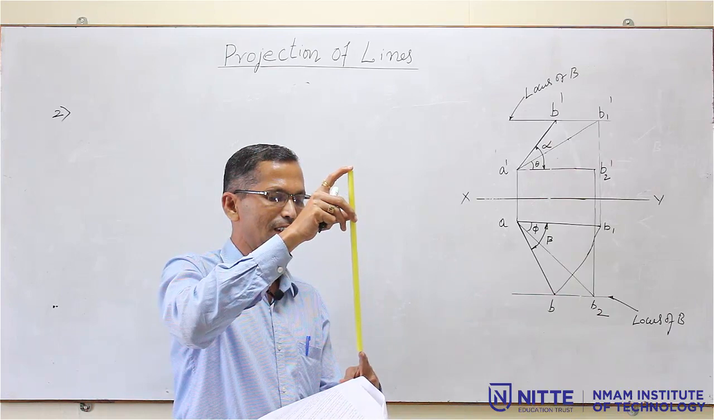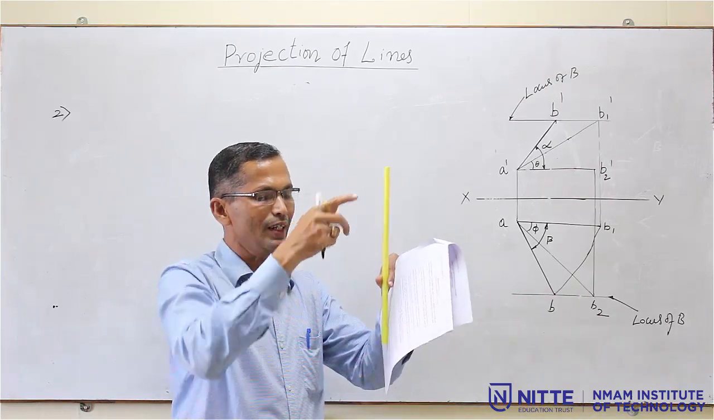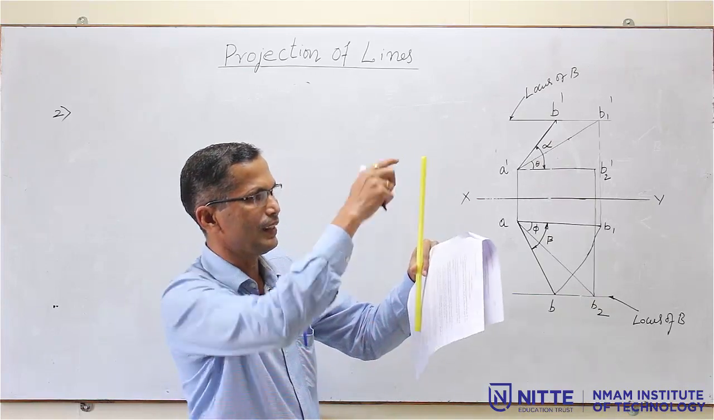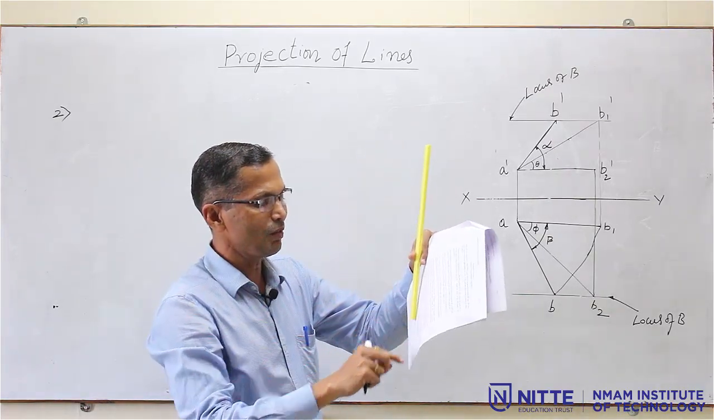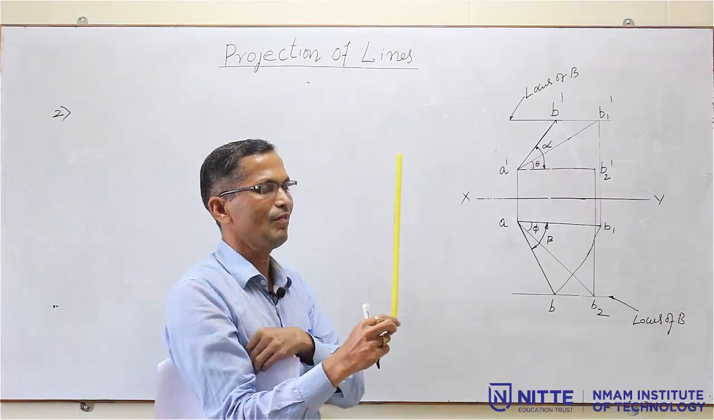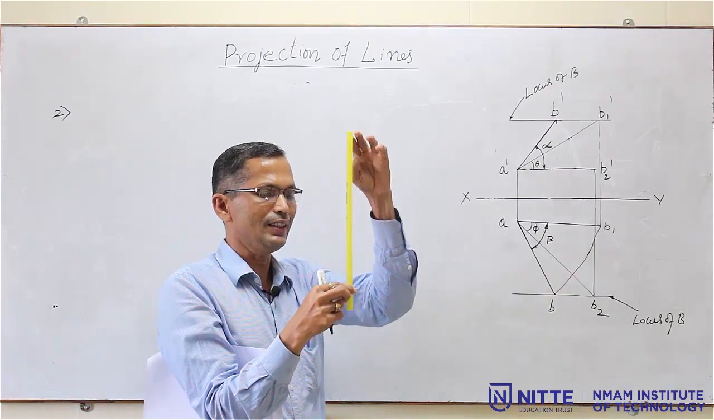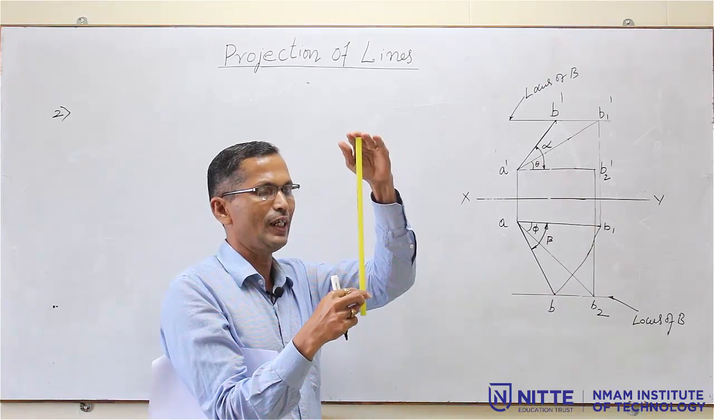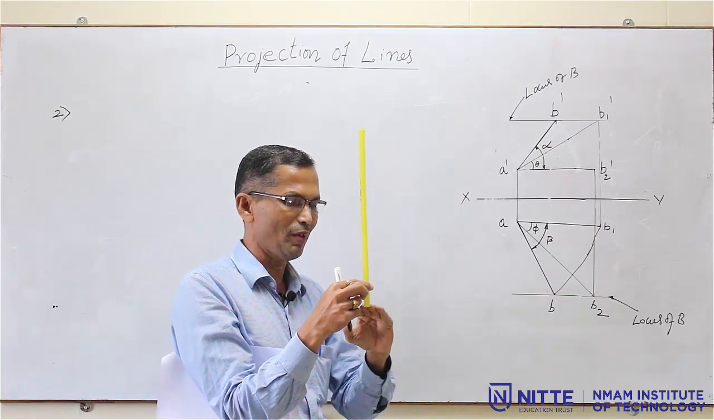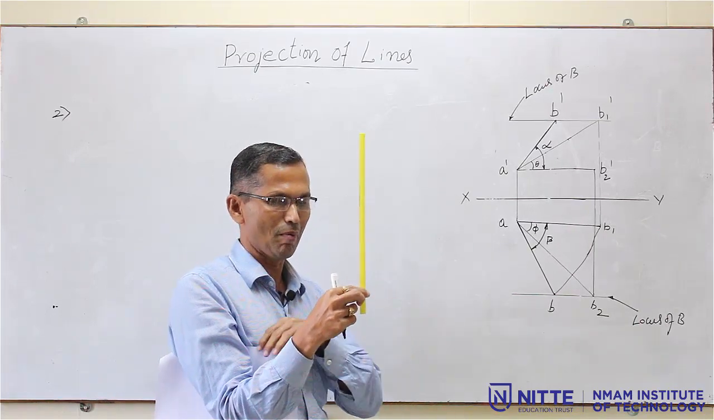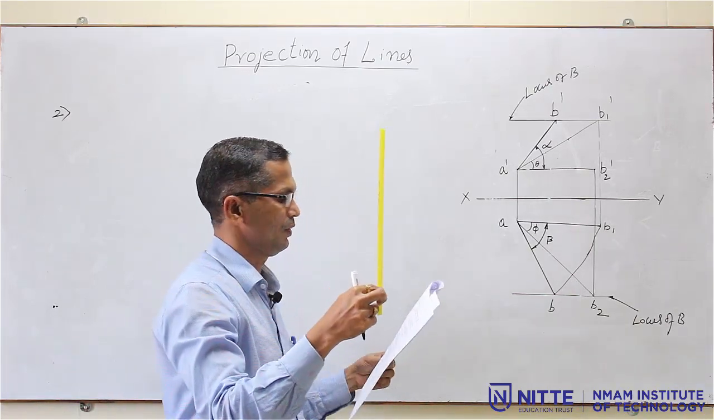So, length of this is 60 mm, what they told is the top end is 90 mm from HP, from the ground this distance is 90 mm. Then what will be this distance? The length of the line is 60 and the top end is 90 mm from the HP. Then what is this distance from HP to the lower end? It will be 90 minus 60, that will be 30 mm. So, that is the meaning of that.